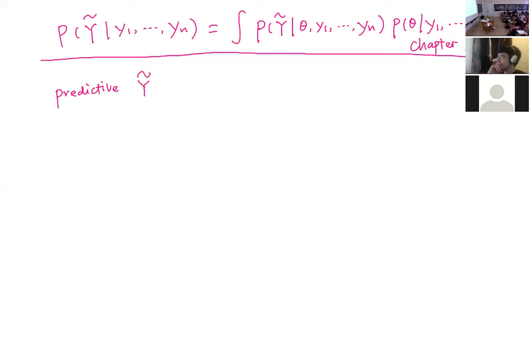Okay, so for the handout, you notice that in addition to posterior predictive, I also mentioned a little bit about the prior predictive. Okay, so let's maybe just take a step back just to think about what does predictive mean, or why we care about predictive.